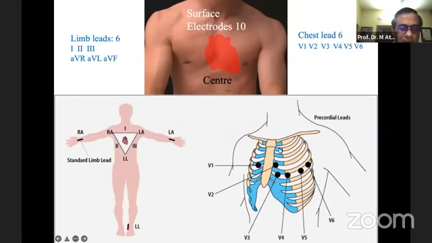And these are the placements of the leads. I will not discuss this part, I just want to show it, because this will be described in a separate lecture. Electrodes are placed for recording the electrical activities of the heart on the surface. Limb leads number 6, chest leads number 6, and these are the positions of the leads.